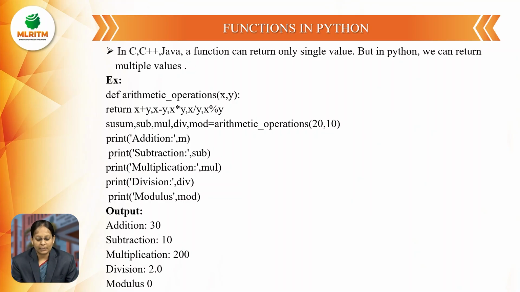So here def arithmetic_operations(x, y). We have only two parameters. Then return x plus y, comma, x minus y, comma, x into y, comma, x by y, comma, x modulo y. So in a single statement we are returning 5 values: sum, subtraction, multiplication, division and modulo. These values are in the form of a tuple. The values are x is equal to 20 and y is equal to 10.